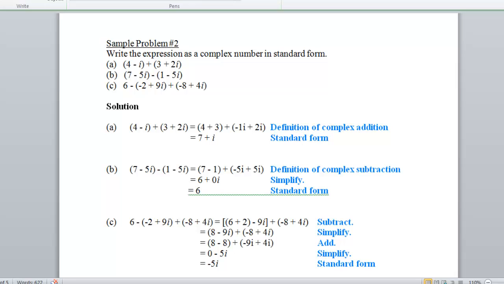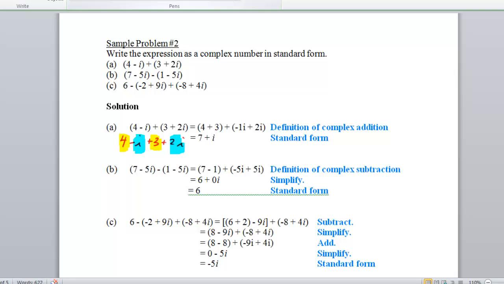Now, if you really want to think about this, you could simply drop the parentheses and have 4 minus i plus 3 plus 2i. And then if you are comfortable just finding the like terms, without having to actually regroup them, you're more than free to do so. We just give you another method by regrouping to make it a little more straightforward.